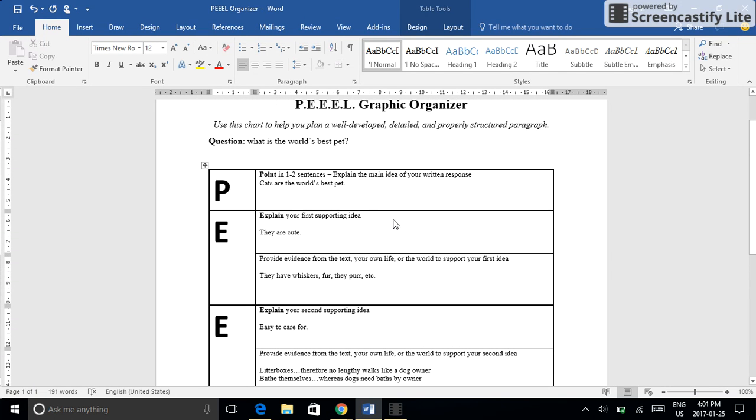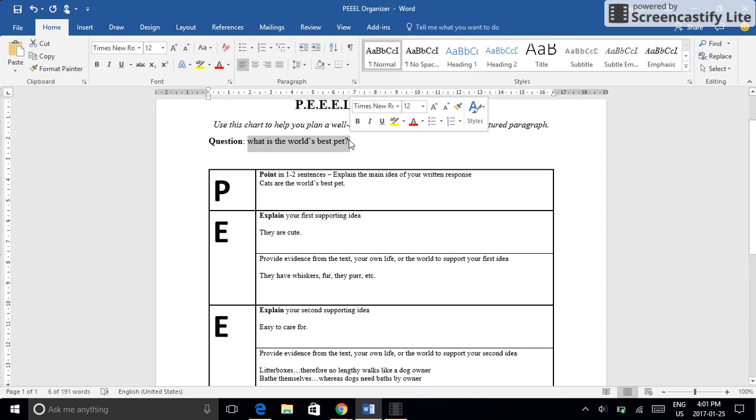So with this PEEL organizer, you want to start by saying, what is the question that you're asking? This is usually a prompt that your teacher has given you. I'm going to pick a really simple topic here, which is, what's the world's best pet?